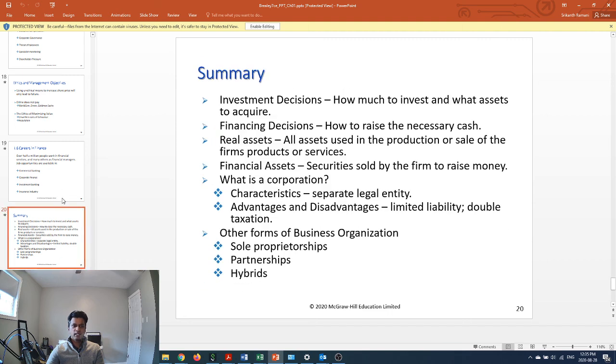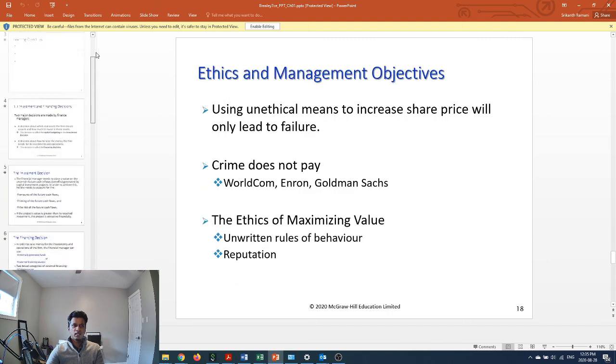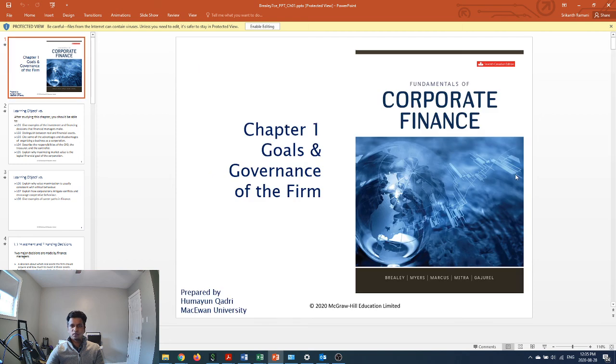And this is a nice summary slide. Just to recap, your textbook is Brealey, Myers, Fundamentals of Corporate Finance, and we'll be looking at this textbook, chapters 1 to 13, for this course.